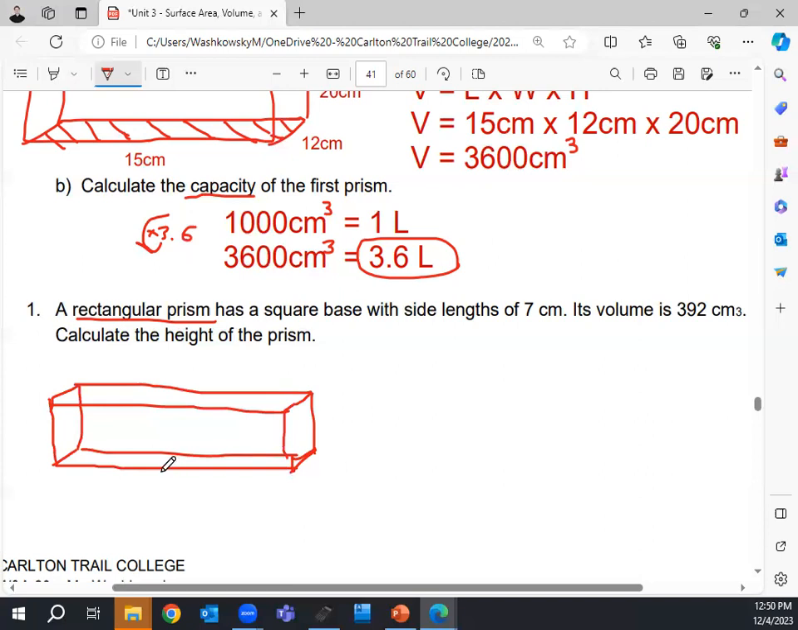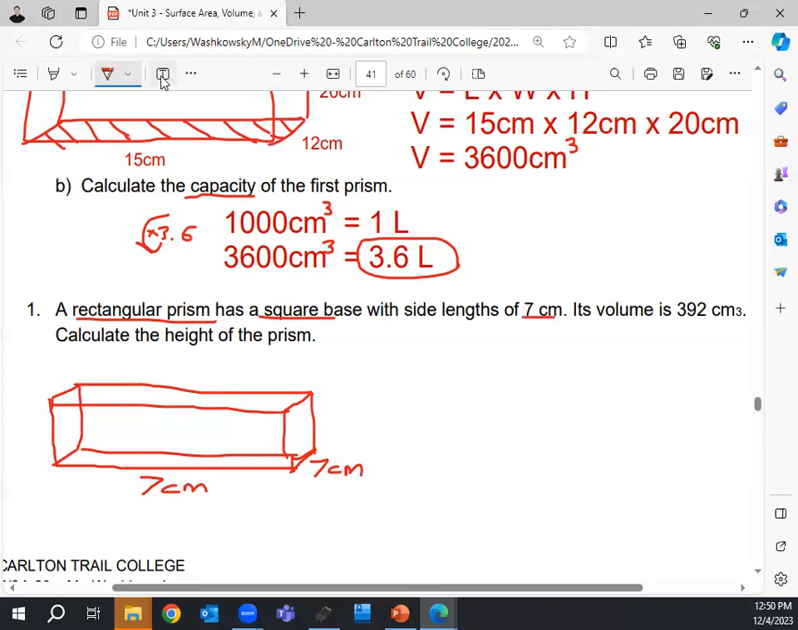So what this is saying is that the base here, it's a square. It's saying both of these are 7 centimeters. I know it looks like a rectangle. That's because I made a goof. I didn't read the question. I immediately started to solve it. So don't do what I'm doing. You want to read the question first. It's a square base. That's where I get the 7 by 7 from.